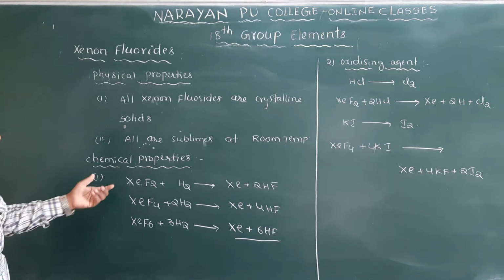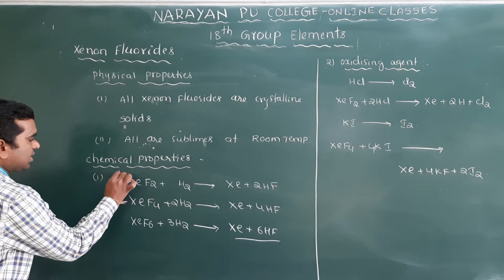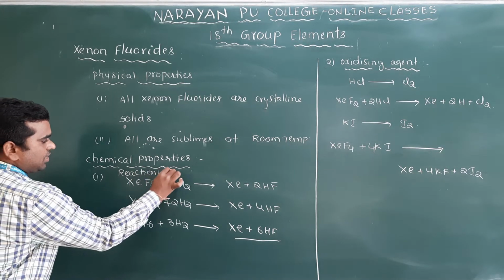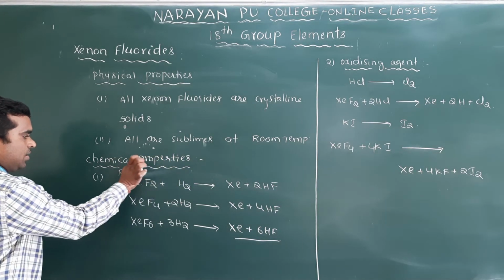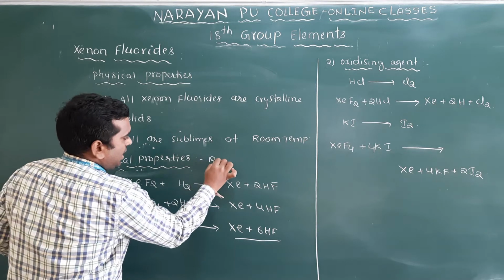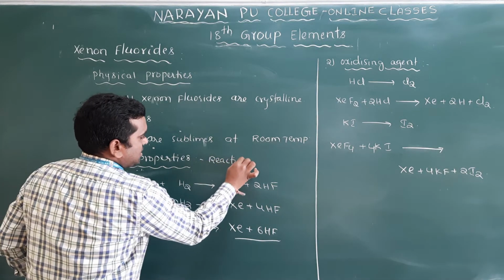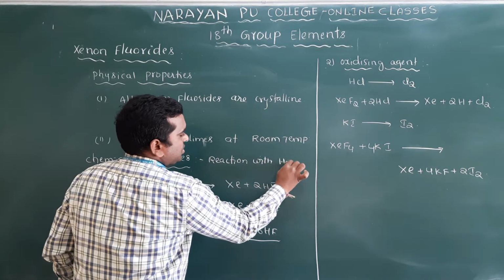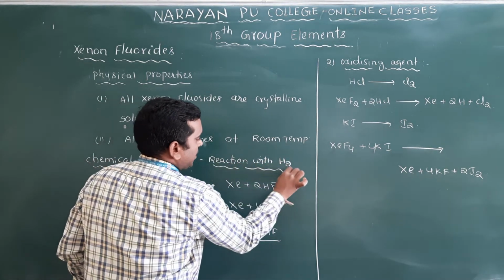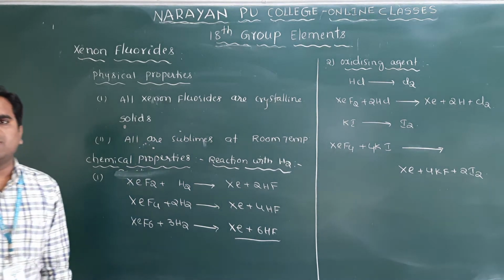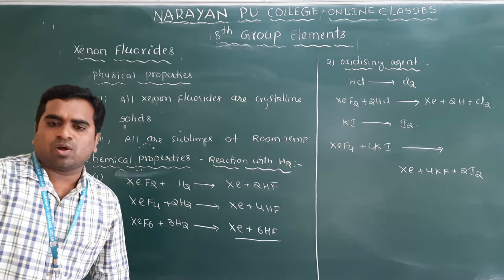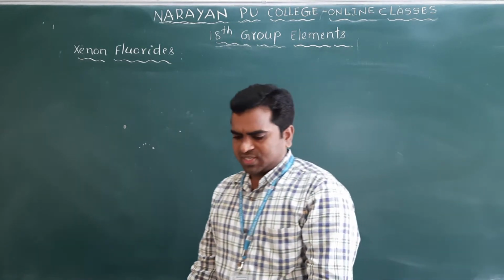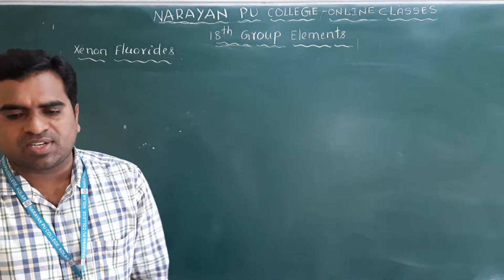First we have written reaction with hydrogen. The first one is reaction with hydrogen, and the second one is oxidizing agent. Clear? Oxidizing agent. And next we will discuss fluorinating agent. So now we have discussed reaction with hydrogen and oxidizing agent.